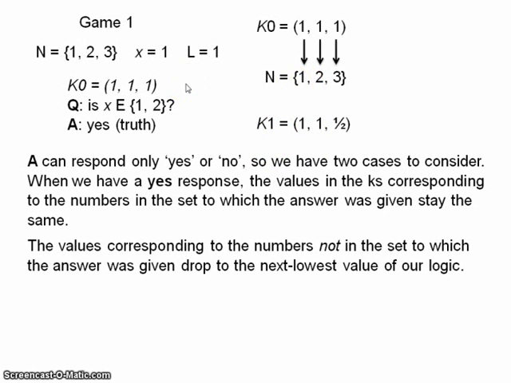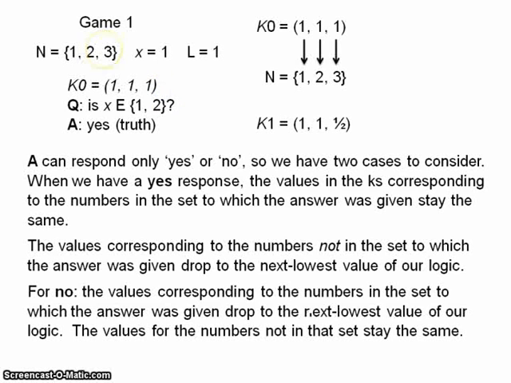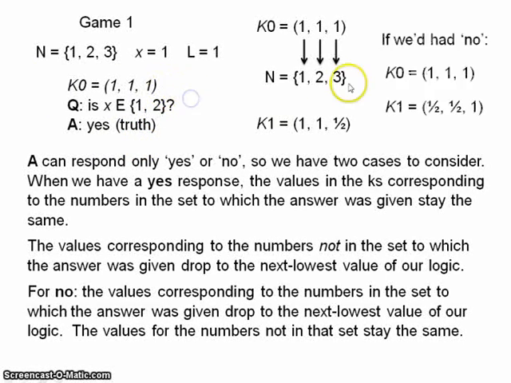Well, what about if we get the answer no? Now, this is just the converse of yes. When we have a no response, the values corresponding to the numbers in the set to which the answer was given drop to the next lowest value of our logic, and the values for the numbers not in that set stay the same. So for example, if we'd had a no in response to is x an element of {1, 2}, our knowledge state would change from 1, 1, 1 to 1/2, 1/2, 1. I think that's fairly simple stuff.